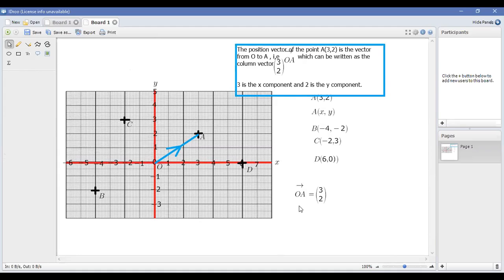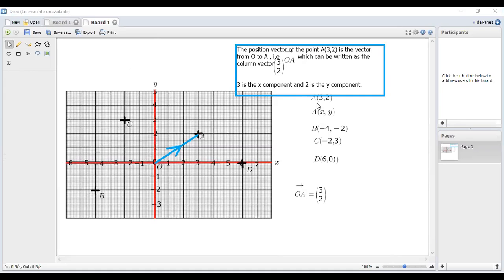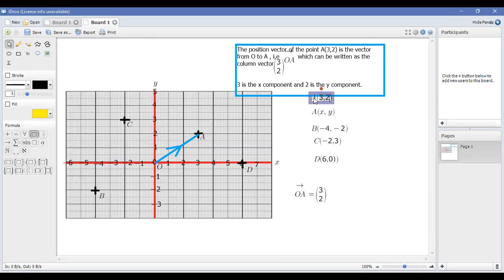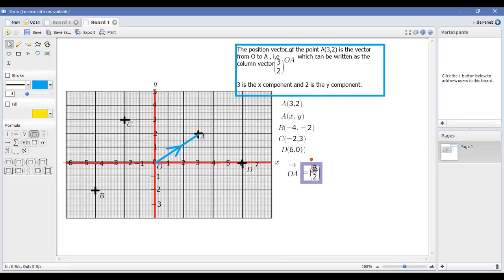Hold on, computer stop for me. All right, so let's move these over here so we can continue the notes. So therefore you can conclude that all points on a graph can be written as position what? Vectors. Make sense?